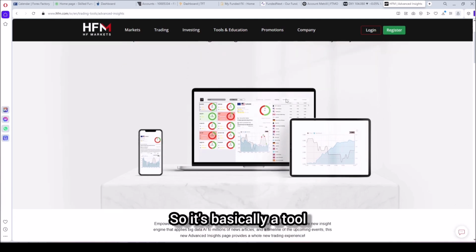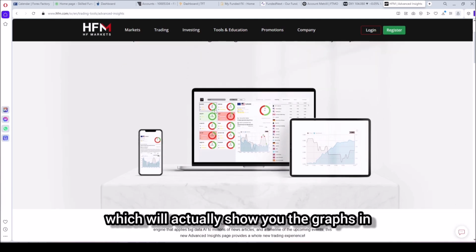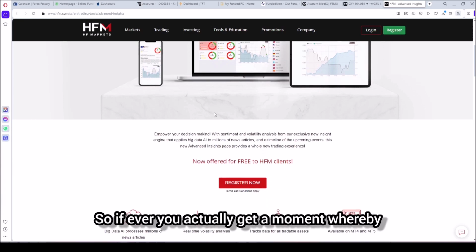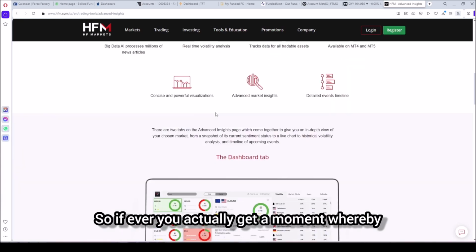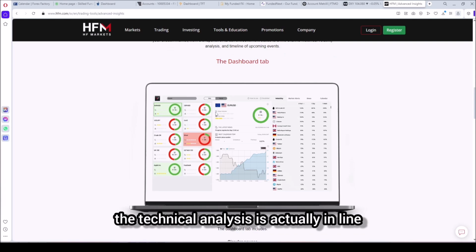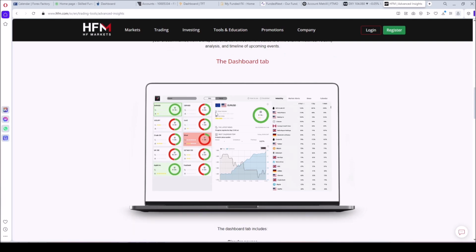So it's basically a tool which will show you graphs in the form of color-coded portions. In this particular case, the red part is sellers and the green part is buyers. So if ever you get a moment whereby the technical analysis is in line with the fundamental analysis and is also in line with the sentimental analysis, you are likely going to have a high probability entry point.